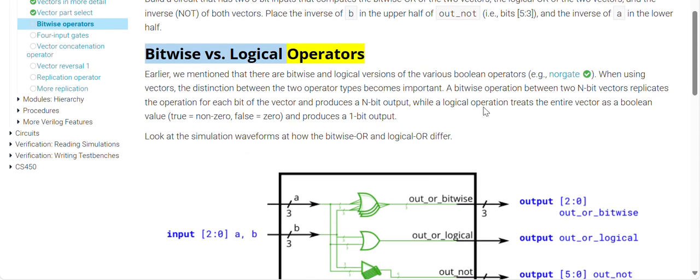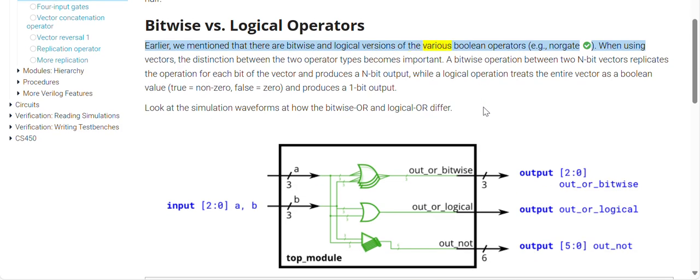Bitwise versus logical operators. Earlier, we mentioned that there are bitwise and logical versions of the various Boolean operators, e.g., NOR gate. When using vectors, the distinction between the two operator types becomes important. A bitwise operation between two n-bit vectors replicates the operation for each bit of the vector and produces an n-bit output, while a logical operation treats the entire vector as a Boolean value, true equals non-zero, false equals 0, and produces a 1-bit output. Look at the simulation waveforms at how the bitwise OR and logical OR differ.